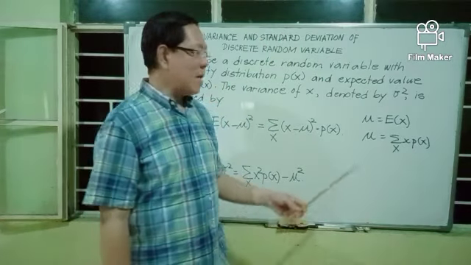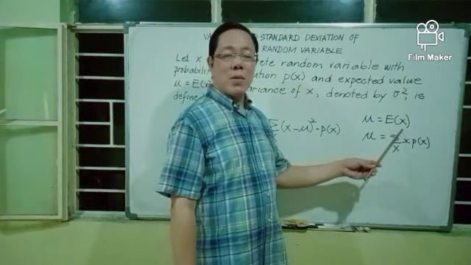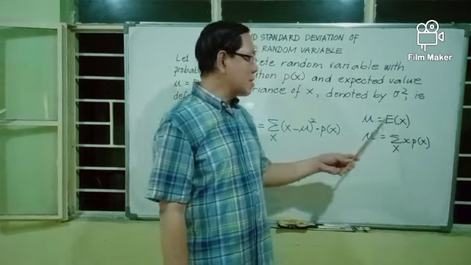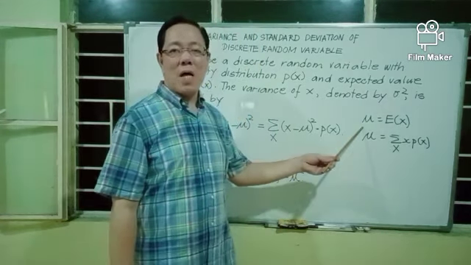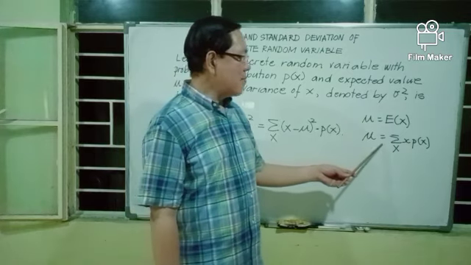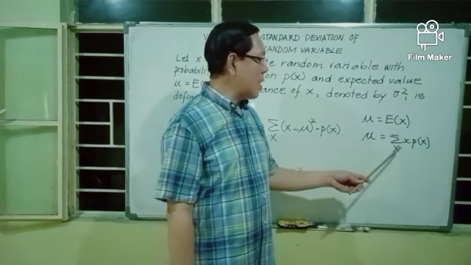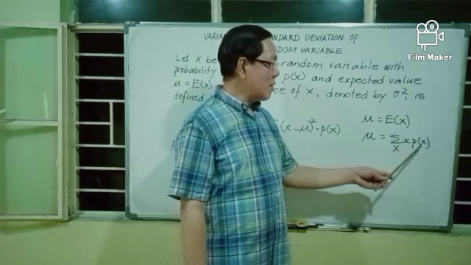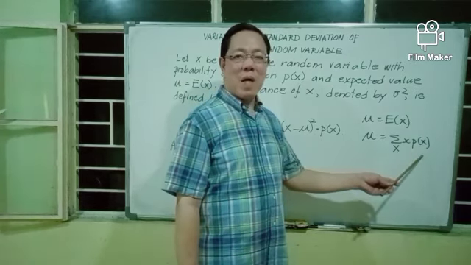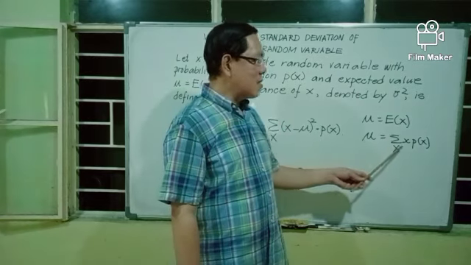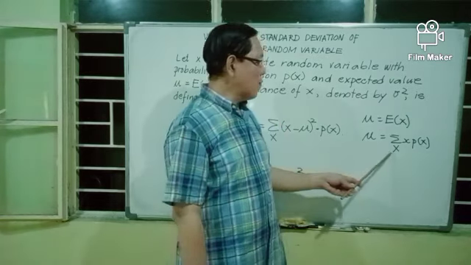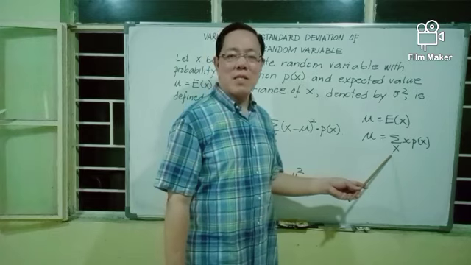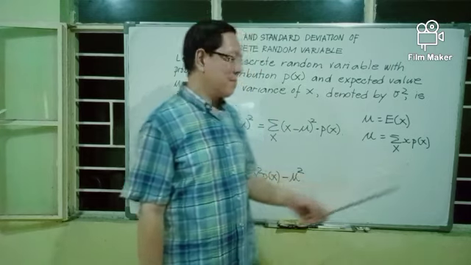From our past lesson, the expected value of the discrete random variable x, denoted by mu, also known as population mean, is defined as the summation of the products of the value of x and the corresponding probability for that value of x. And we get the summation of this product over all possible values of x.